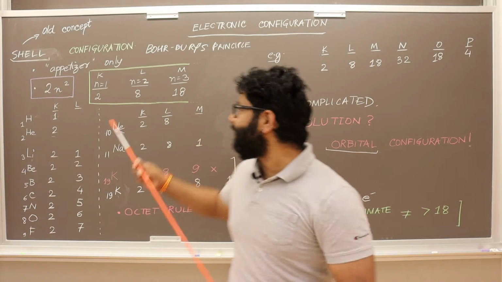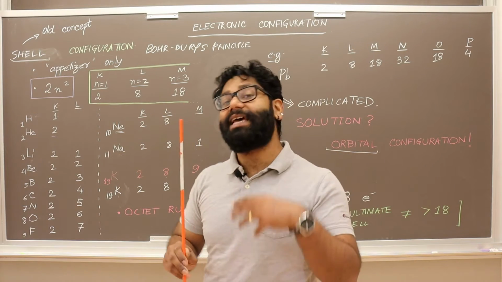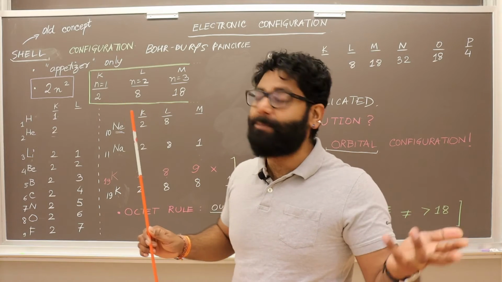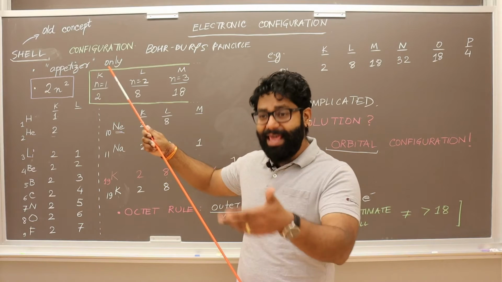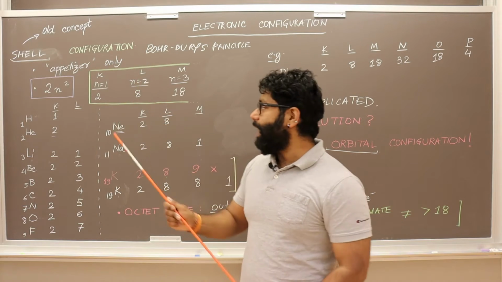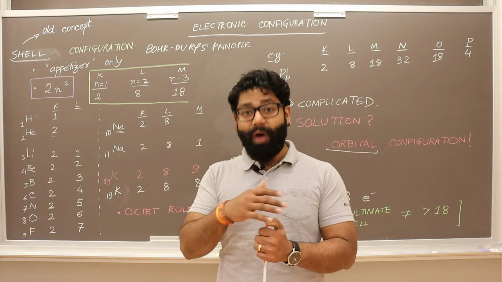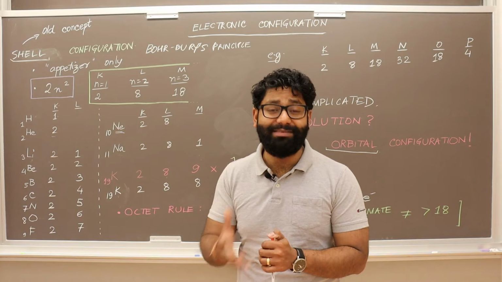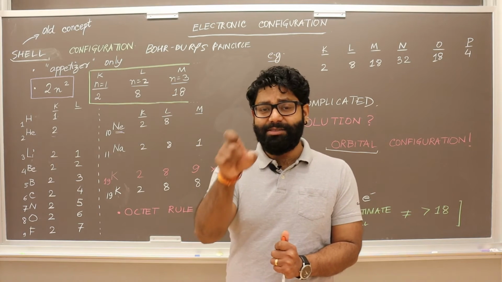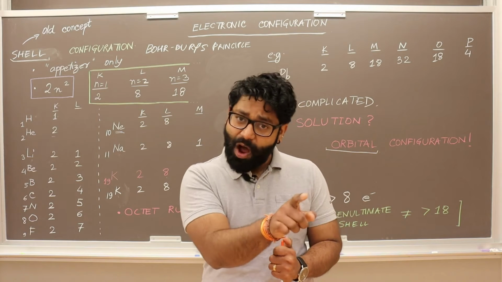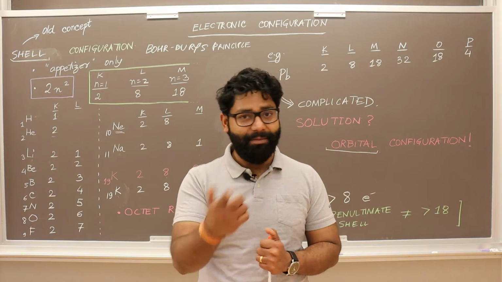Now, let's start off with an appetizer which will tell us the old concept, which is the easier concept for some people, to arrange the number of electrons in an atom. Before moving on to the arrangement, let's remind ourselves how we calculate the number of electrons in an atom. In a neutral atom, the number of electrons is equal to the number of protons, which is the atomic number of the atom, right?